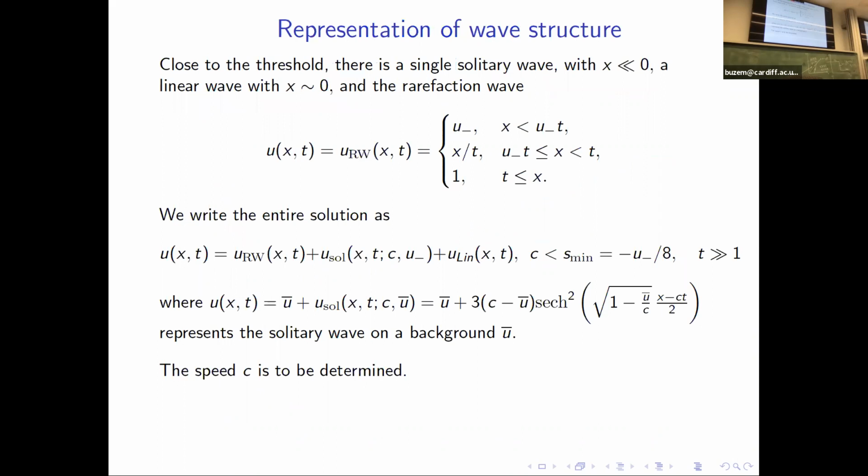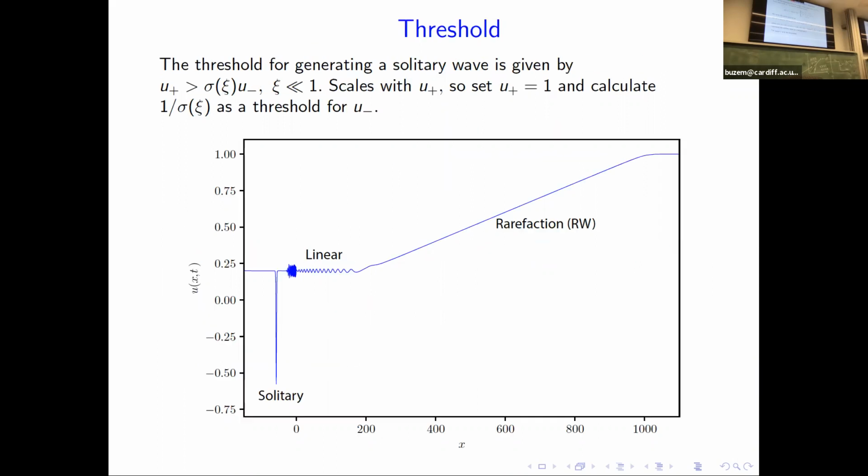Okay, so close to the threshold. Let me talk about this picture a bit more. We've got a rarefaction wave. We've got some nonsense in here. And then we've got a linear wave, and then separated from it, the solitary wave. The solitary wave runs out ahead of the linear wave. The linear wave, remember, is pinned at x equals 0.